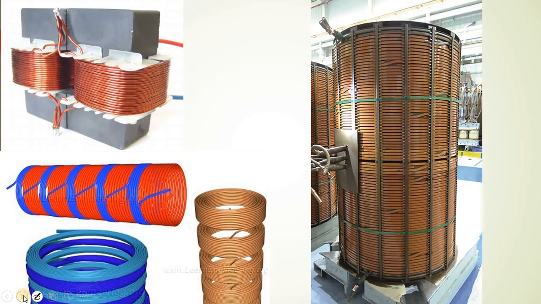So what are the major parts of the transformer that are required for conversion of the electrical energy? These are the core and the winding. So first we will see the winding over here. The winding will be made of a copper conductor. Okay, copper conductor.